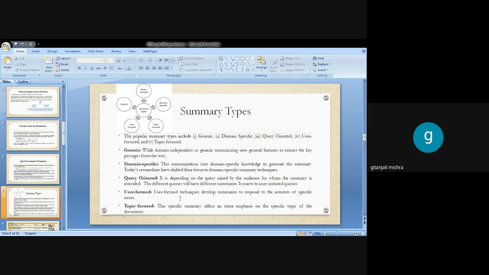User focused. This technique develops summaries to respond to the interest of specific users. According to the interest of the user, the summary will be generated from the inputted text. Then topic focused. This will give more importance to the topic which is intended by the user. Based on the topic interest, the summary will be extracted from the inputted text.